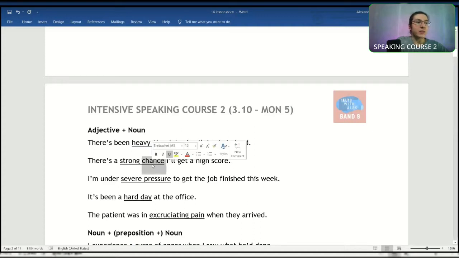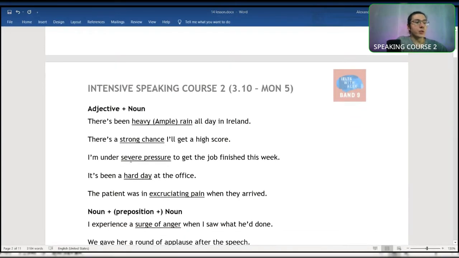So for example, chance, you can say there's a strong chance. You can say there's a big chance. You can say there's a hefty chance. But strong chance is a very good collocation. Most adjective plus noun collocations are very interchangeable. There's a lot of them. So yeah, let's continue. I'm under severe pressure, which means very strong pressure. Severe means very strong or very dangerous. It's been a hard day at the office. Excruciating pain. This is also a very, very good collocation.